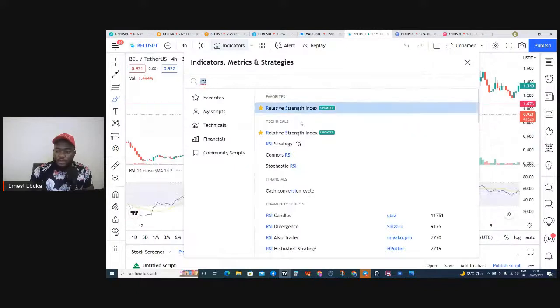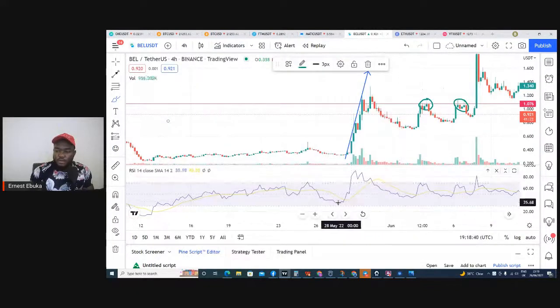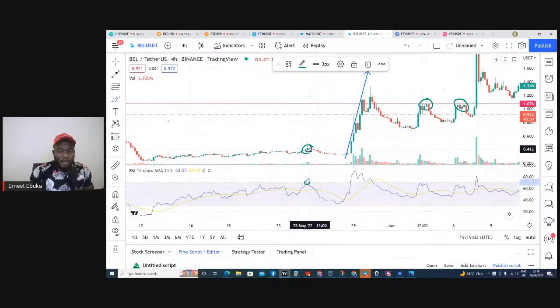So let me put RSI here. Now you can see that when the price is here, RSI is here. Now, when the price started coming down, RSI follows through and is coming down. RSI is following the price.